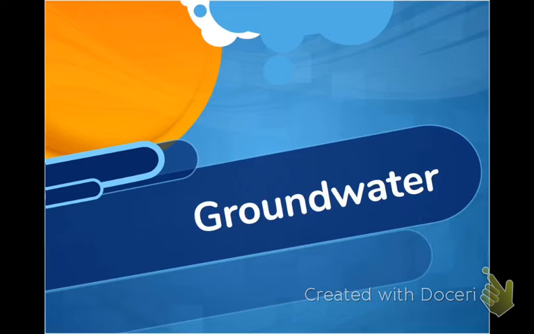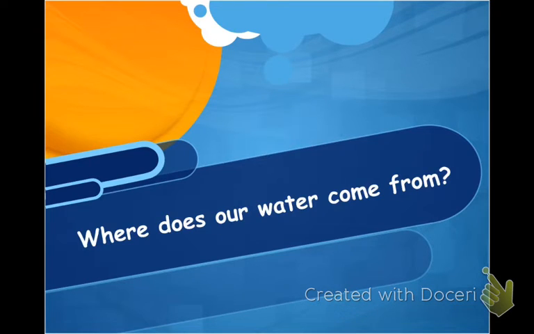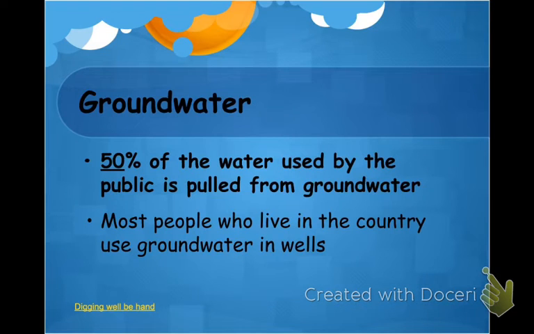Now that we know where our water is located, how we use our water, and also why we should save our water, we're now going to look at where our water comes from. The majority of the water that we use comes from groundwater. If you have well water, then you are getting your water from groundwater. Half of the water used today comes from groundwater.